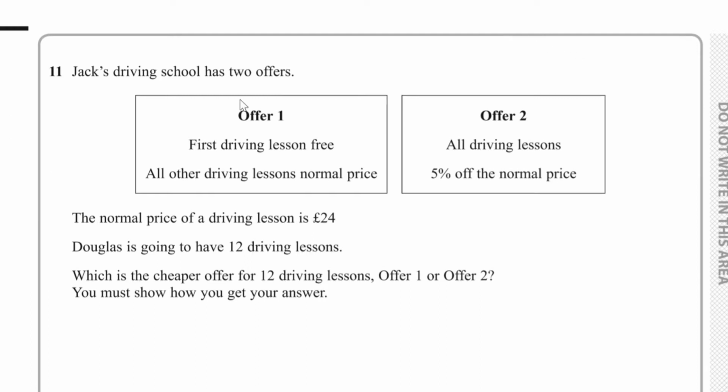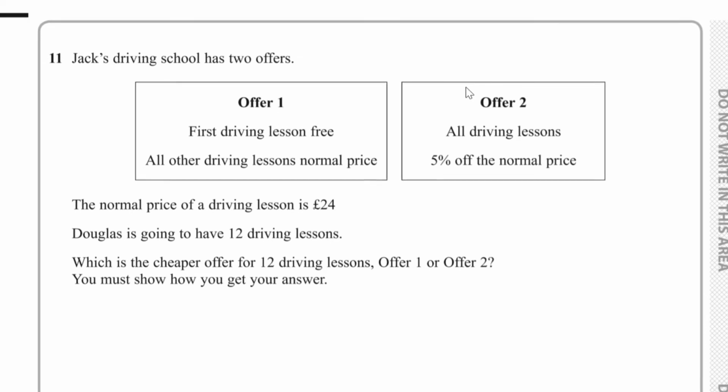Question number 11. Jack's driving school has two offers. Offer 1. The first driving lesson is free and all other driving lessons are normal price. With offer 2, for all driving lessons, we get 5% off the normal price. The normal price of a driving lesson is £24. Douglas is going to have 12 driving lessons. Which is cheaper for the 12 driving lessons, offer 1 or offer 2? You must show how you get your answer.